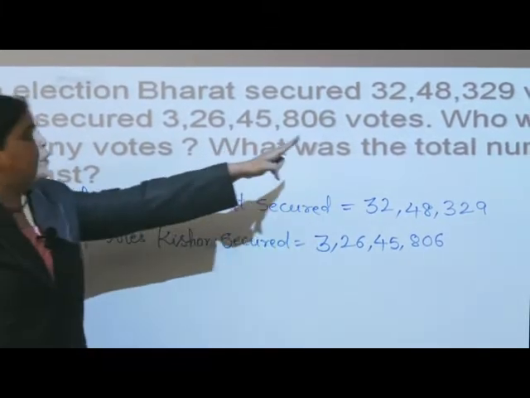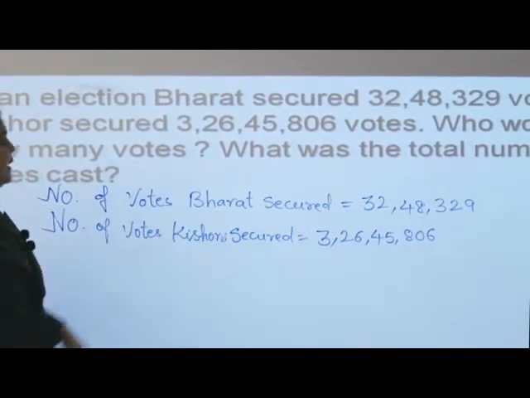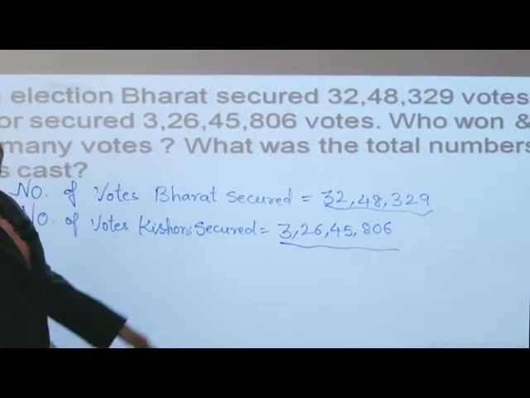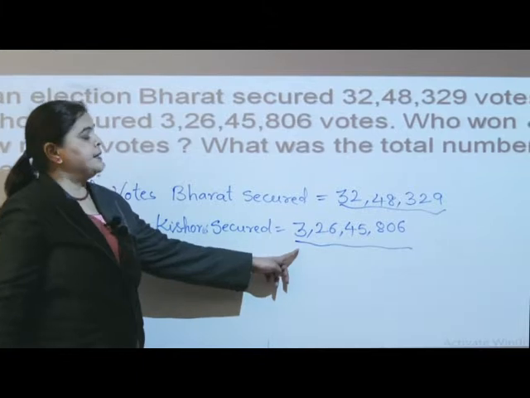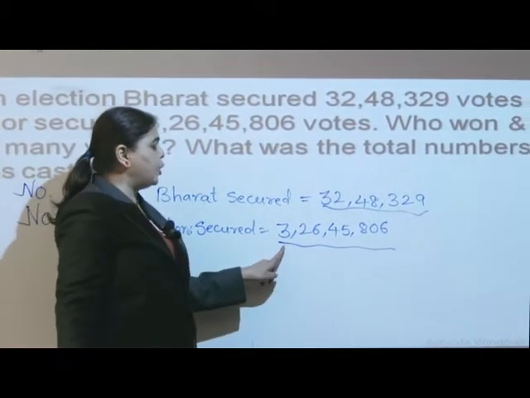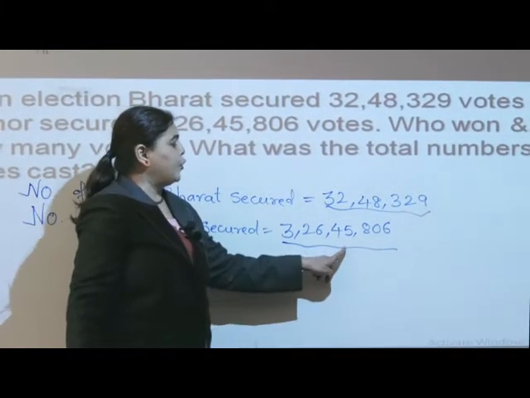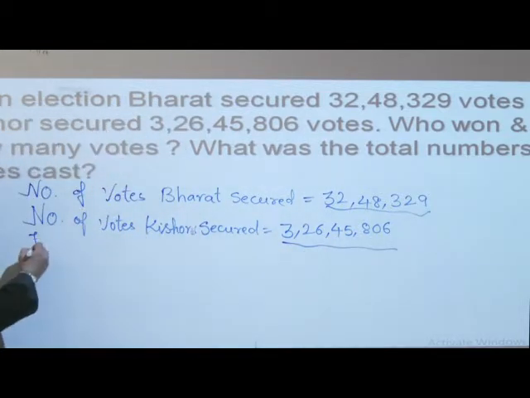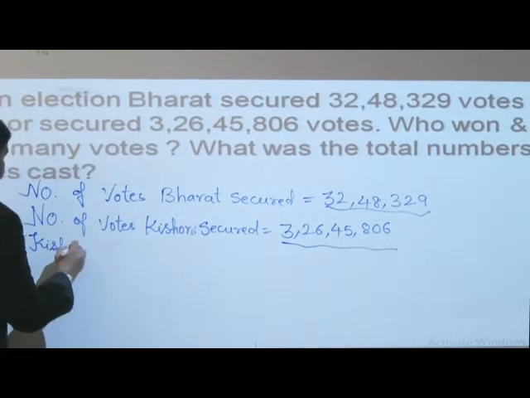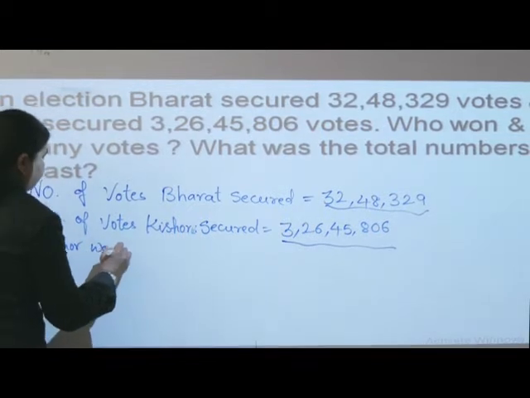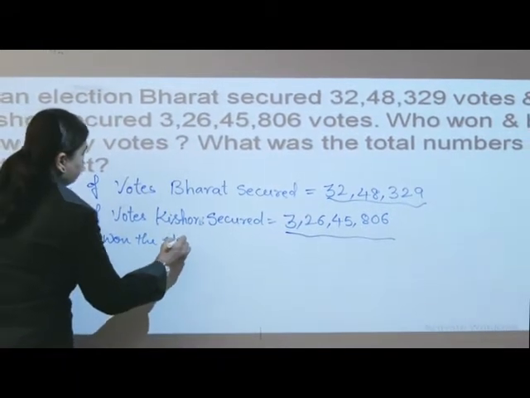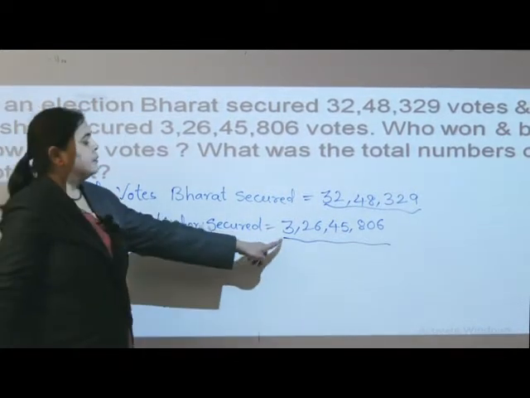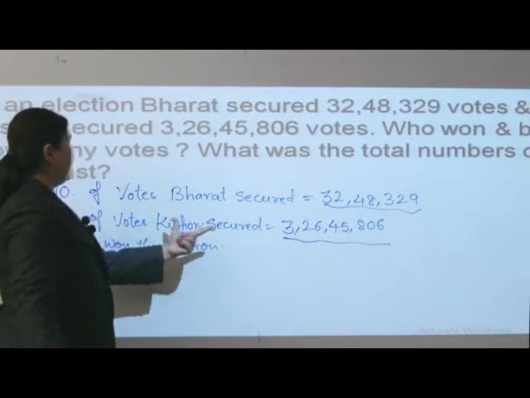Now my question was, who won? By seeing these numbers, which is the largest number? Yes, you are right my dear student. This is the largest number, 3,26,45,806. So here who won? Kishore won. Kishore won the election, yes, because this is the number of votes secured by Kishore.